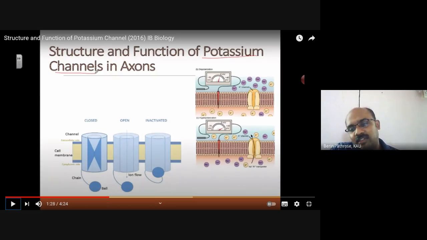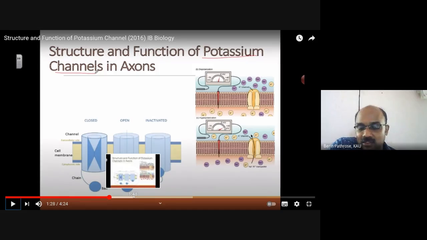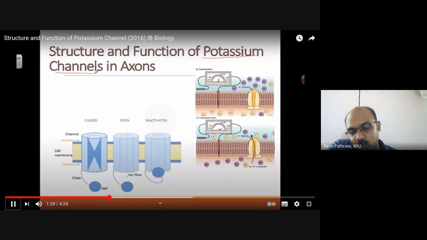One difference in this video is that they're telling about an inactivation gate over here, just like the inactivation gate of sodium channels, but none of the literature says anything about an inactivation gate. So I doubt whether there is an inactivation gate in potassium channels as in sodium channels. But this video tells about it. I'm not sure.